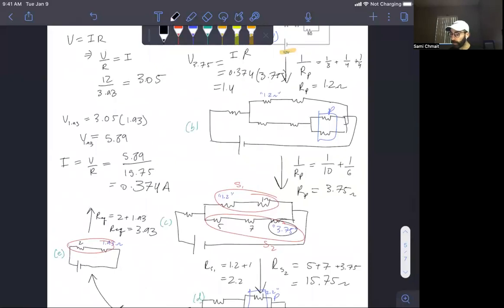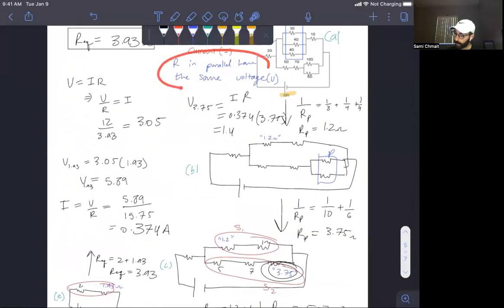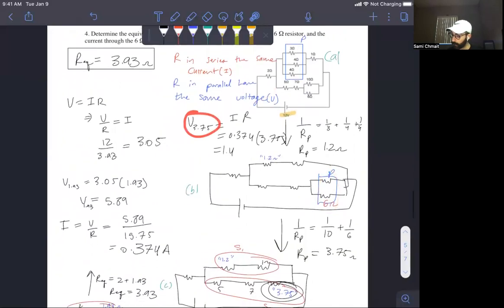And now we know the voltage here, and we remember that resistors in parallel have the same voltage, where this is the 6, right? So this is where we want. This is the 6 ohm. And we know that these two are in parallel. They have the same voltage, and this voltage makes up what's here. We can now solve that final portion here.